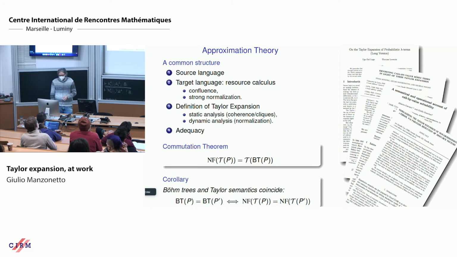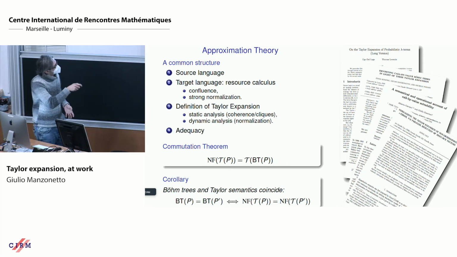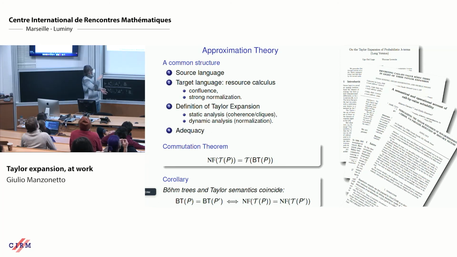So in collaboration with Barbarossa, we tried to understand what are the consequences of this commutation theorem for programs. The idea is that this commutation theorem has as a corollary that the Böhm tree and the Taylor semantics coincide. So two programs have the same Böhm tree if and only if the normal form of their Taylor expansion is the same.